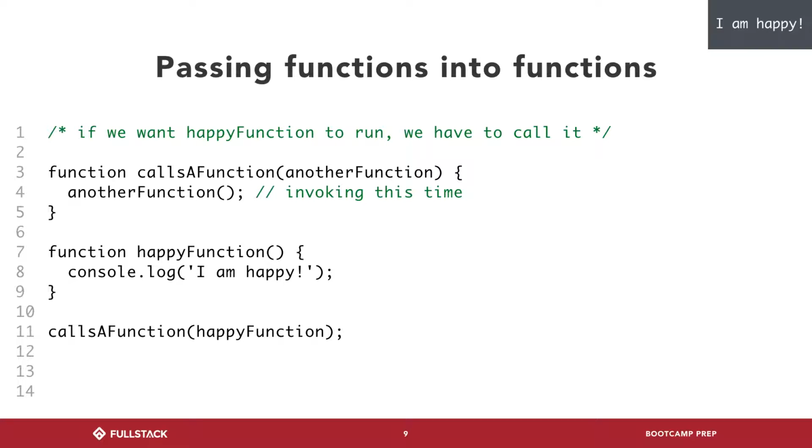Which we do right here, kind of, right? So in this case, rather than having logs of function, what we have is something called calls of function, right? It takes in a variable called another function, and on line 4, what we do is we invoke that function, right?